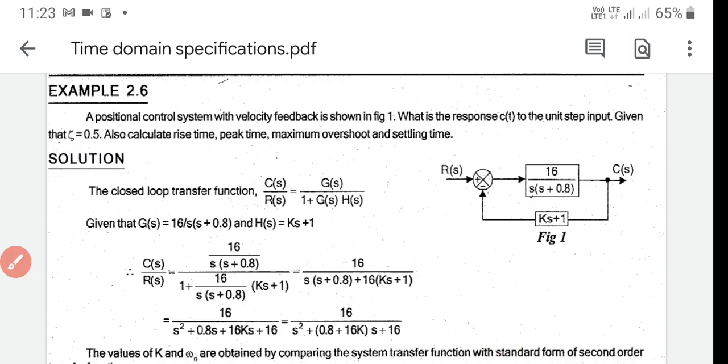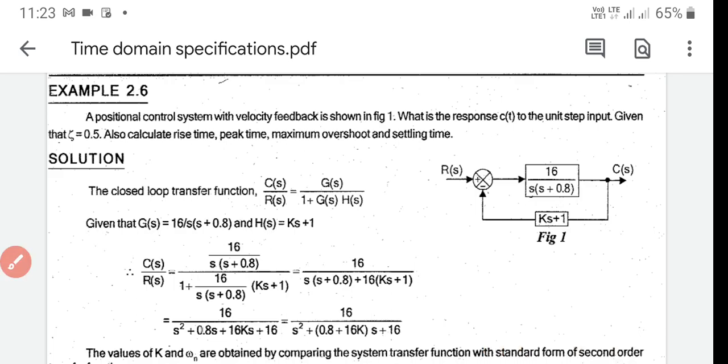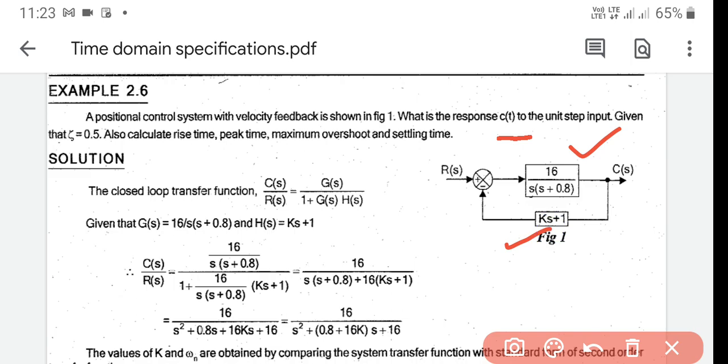Okay, so for this, what is the closed loop transfer function formula? C of s by R of s is equal to G of s by 1 plus G of s into H of s. So from the above diagram, what is G of s? G of s is nothing but 16 by s into s plus 0.8, and H of s is nothing but ks plus 1. It is a closed loop transfer function. Is it negative feedback or positive feedback? It is a negative feedback.